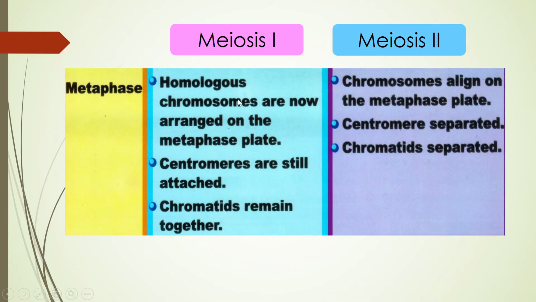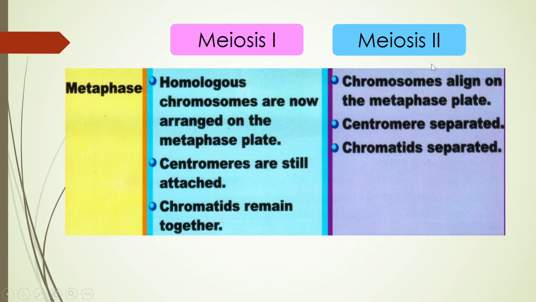Next, in metaphase 1, homologous chromosomes are now arranged at the equatorial plate, equatorial plane. Last time, in the old syllabus, we used the term metaphase plate, so we just follow the textbook. The new syllabus uses the term equatorial plane. So centromeres are still attached, centromeres not separated, right? And the chromatids remain together. This is referring to the sister chromatids.